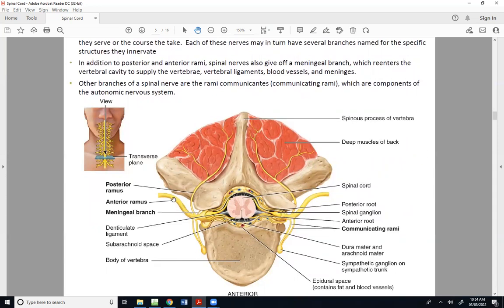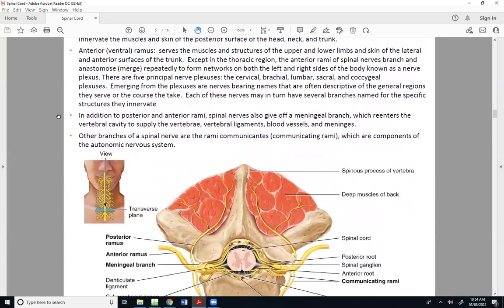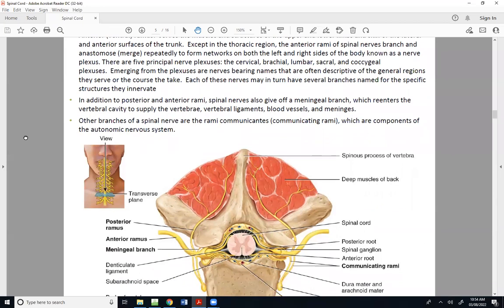Okay. Which leaves a lot of the rest of our body left to be innervated, which is done thanks to the anterior ramus. The anterior or ventral ramus is going to serve muscles and structures of your upper and lower limbs, so your arms and your legs, plus the skin of the lateral and anterior surfaces of our trunk. So it gets your arms and your legs, both front and back, plus the front of your chest and belly, as well as the sides, the lateral surfaces.